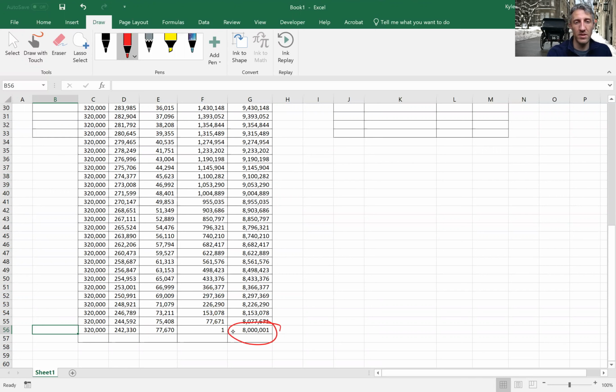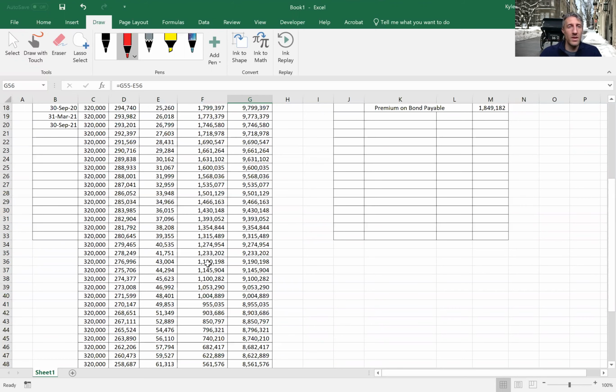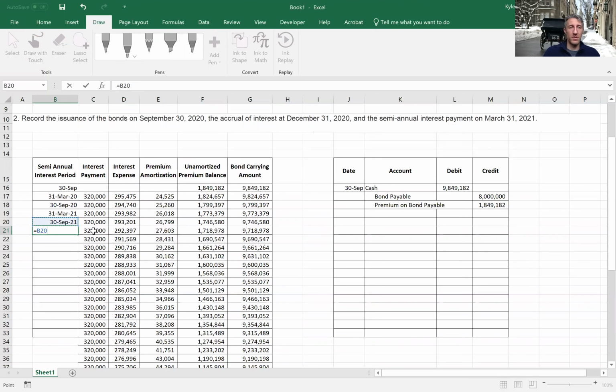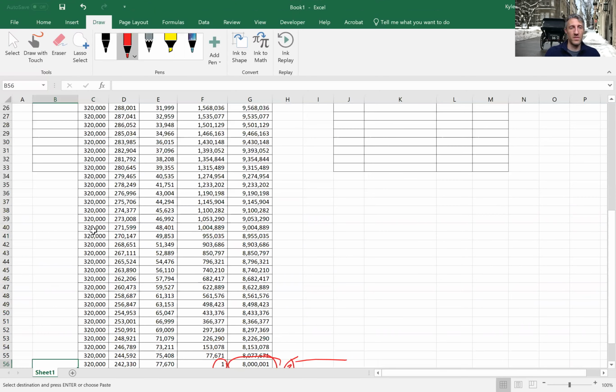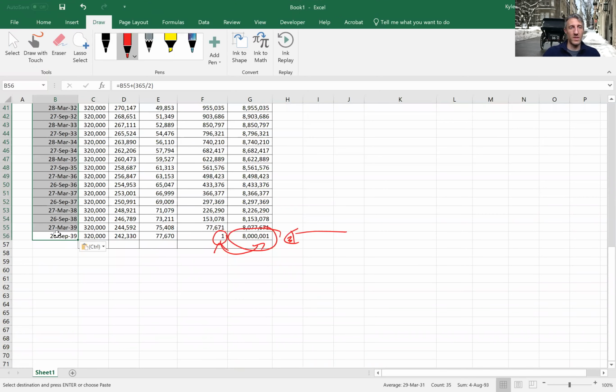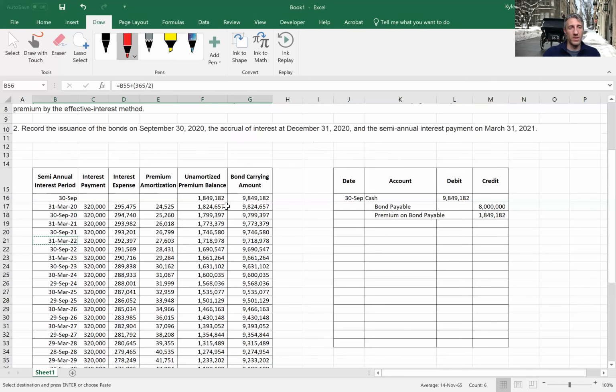So $8 million. There's a little bit of a rounding error here of just $1. I'm not too concerned about that, because accountants have what's referred to as the principle of materiality, and a $1 rounding issue on $8 million is less than a fraction of a percent, and it doesn't have a material impact on financial statements. But that's going to be 20 years later, which is going to be, well, probably September 30th, 2039.